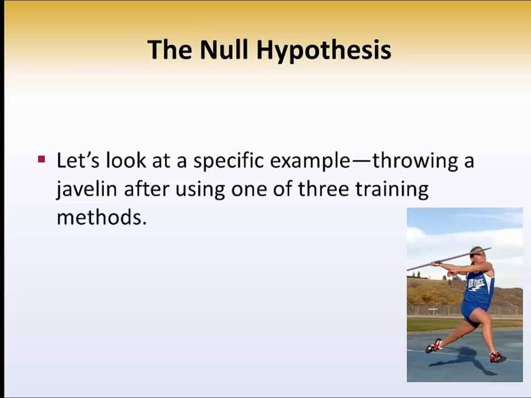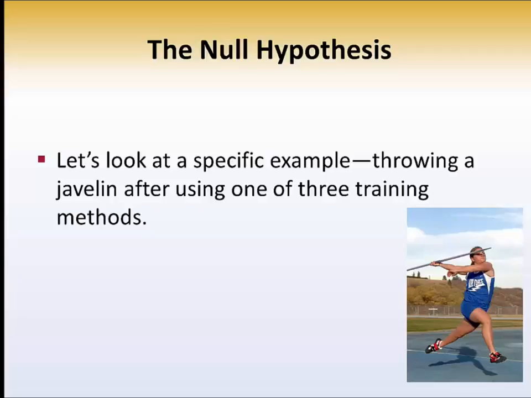So let's look at a specific example. Throwing a javelin after using one of 3 different training methods. So in this example, a researcher is going to have 3 groups. One is going to be throwing the regular javelin. One is going to be throwing a javelin that is lighter than average. And the third group will throw a javelin that is heavier than average. Essentially, they're training with 3 different types of javelins. Is that it? That's right.